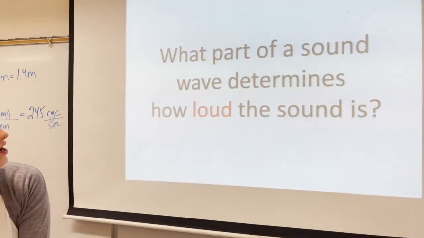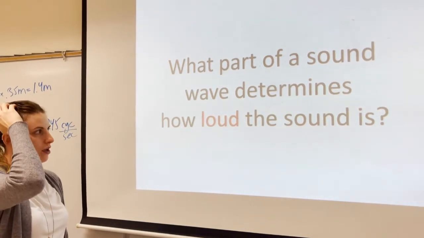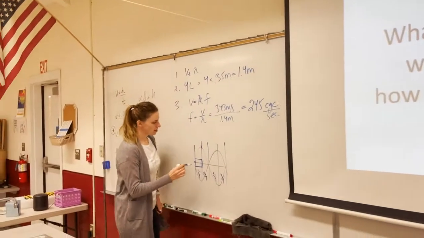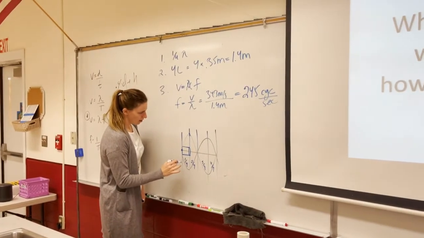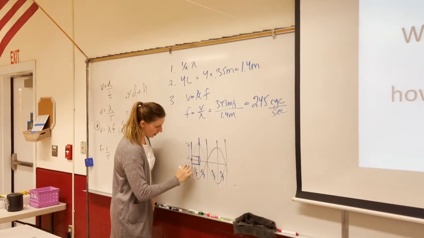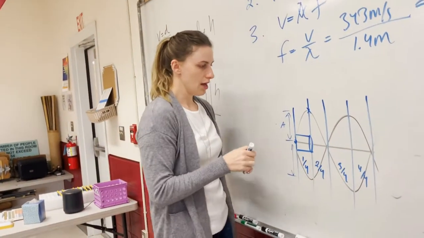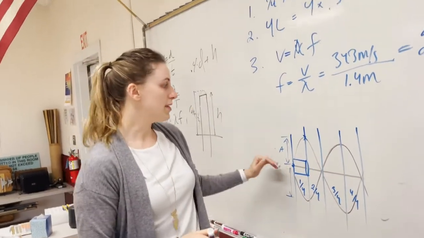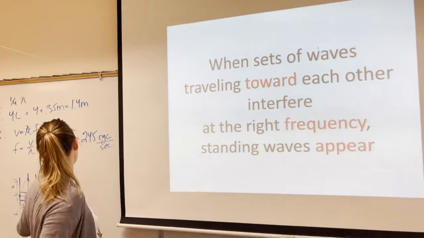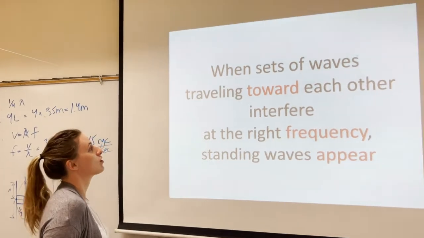Okay, what part of a sound wave determines how loud the sound is? You've got wavelength, frequency, amplitude, crest, trough. That's going to be amplitude. Amplitude is the displacement from equilibrium. So the bigger the amplitude, the bigger the sound. I should have made that drawing bigger.